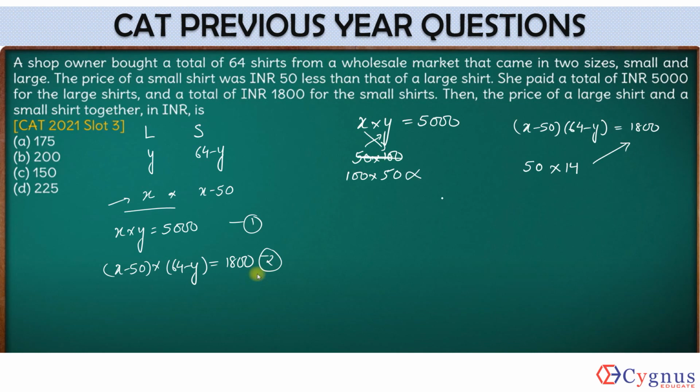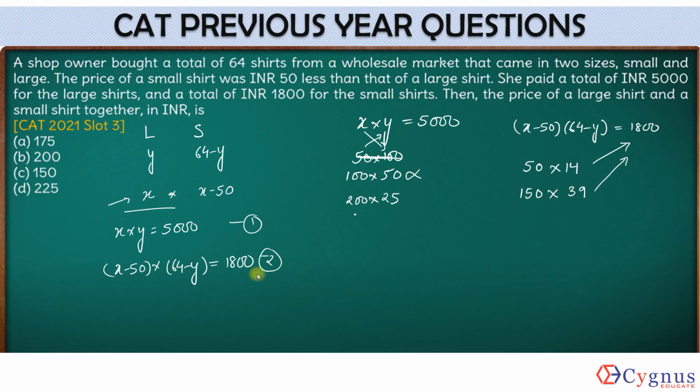The other one will be what? Instead of 100 I can write 25, and this as 200. If x is 200, x minus 50 will become 150, and y is 25. So 64 minus 25 becomes 39. But again, this product is not going to give you 1800. That means I'll have to factorize this in another way. x has to be more than 50, and y should be less than 64.